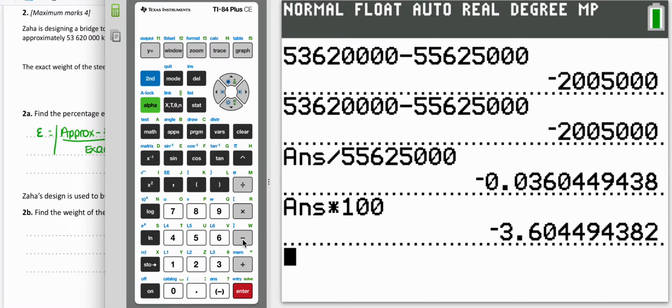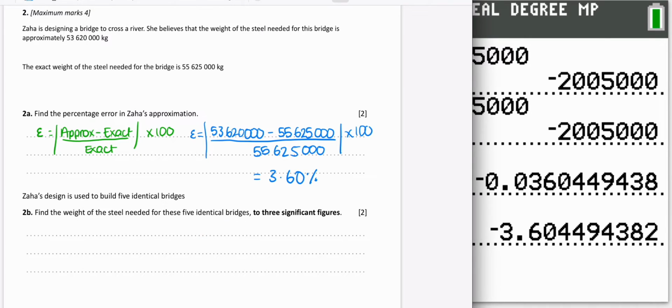But it's 3.6044, or to three significant figures, then the percentage error is 3.60%. Okay, and you can write too small. You don't need to. So yeah, it's up to you. You don't have to write too small, but it's the 3.60 to three significant figures.